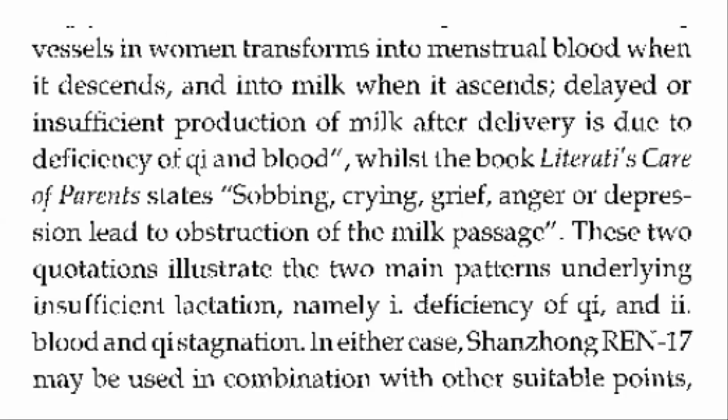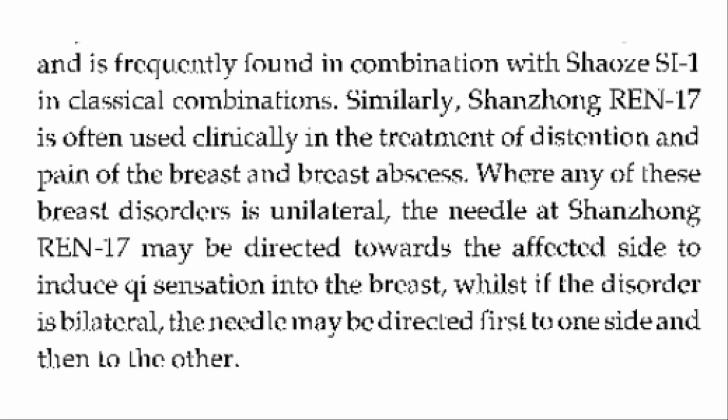Delayed or insufficient production of milk after delivery is due to deficiency of qi and blood. While the Book of Literati, Care of Parents, states sobbing, crying, grief, anger, or depression lead to obstruction of the milk passage. These two quotations illustrate the two main patterns underlying insufficient lactation, namely deficiency of qi and blood and qi stagnation. In either case, Ren 17 may be used in combination with other suitable points and is frequently found in combination with Small Intestine 1 in classical combinations.